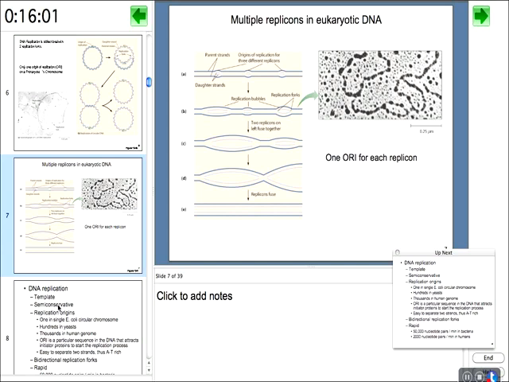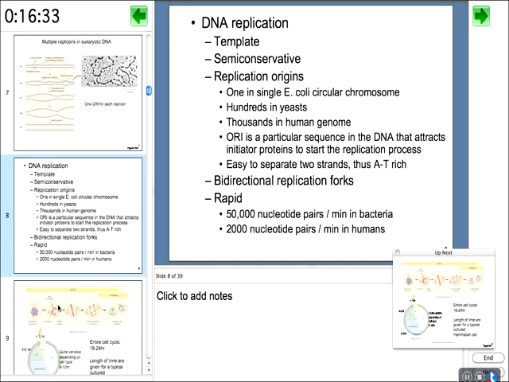Are ORIs the same as TATA boxes? No, the TATA box is involved in transcription. It's part of a promoter, so it's involved in a different process. It's part of the binding of RNA polymerase. Is that found on the mRNA? No, it's found on the DNA, but it's a binding site for RNA polymerase for transcription, as opposed to replication, where we're talking about DNA polymerases. So there are multiple replicons in eukaryotic DNA.